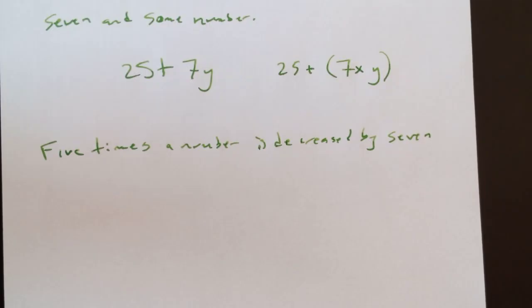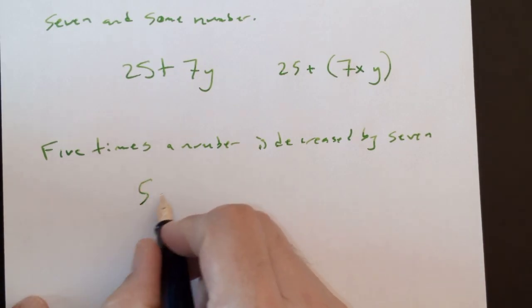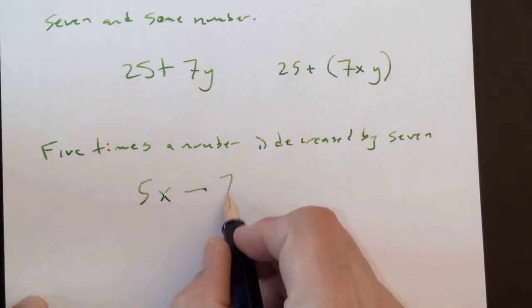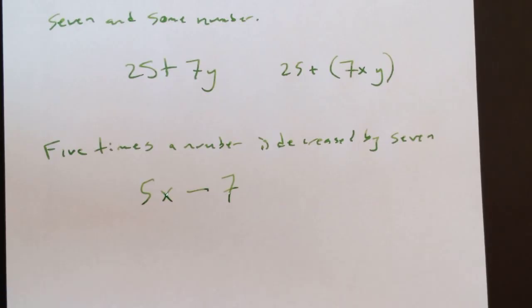Again, I'd like an expression that represents this idea. 5x minus 7. 5 times some number is decreased by 7. Wonderful.